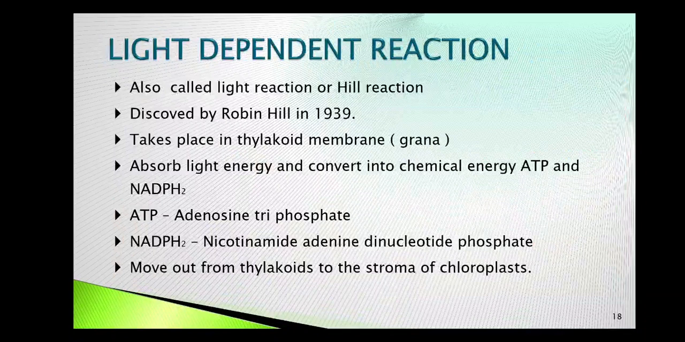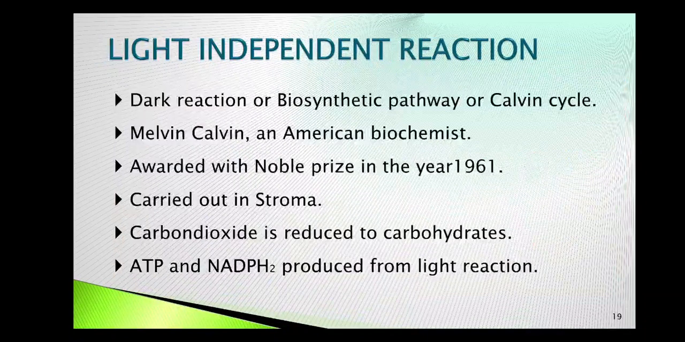During this light dependent reaction, the photosynthetic pigments absorb the light energy and convert it into chemical energy, that is ATP and NADPH2. The products of this light dependent reaction, that is ATP and NADPH2, are used in the light independent reaction, and act as a fuel for the formation of sugar molecules in the light independent reaction. Light independent reaction is also called the dark reaction.